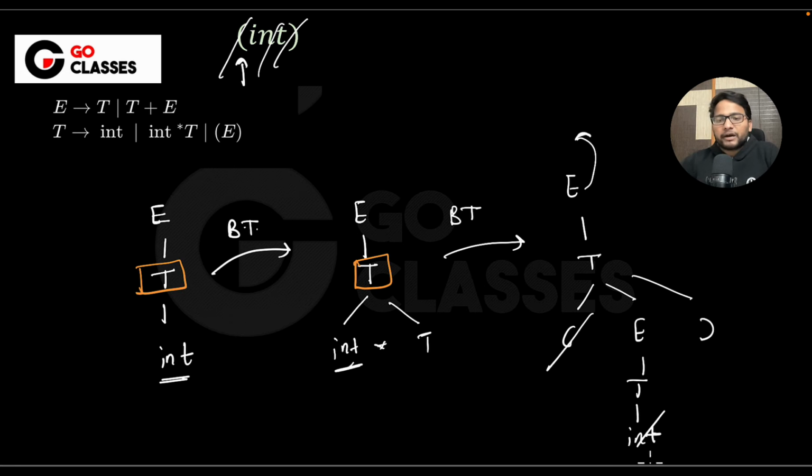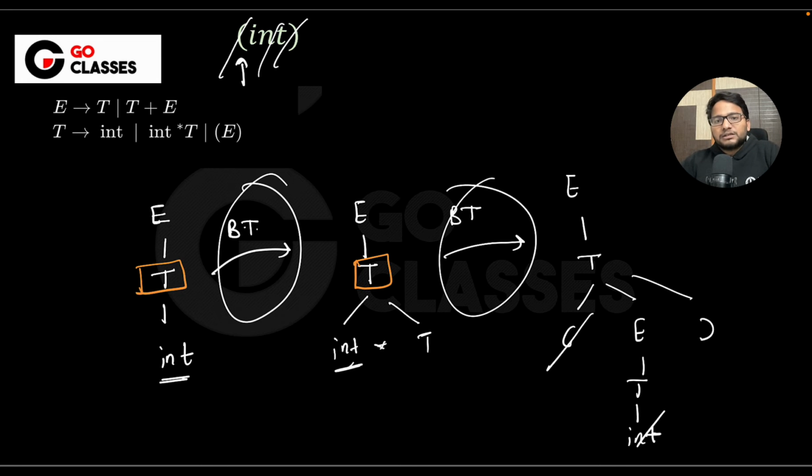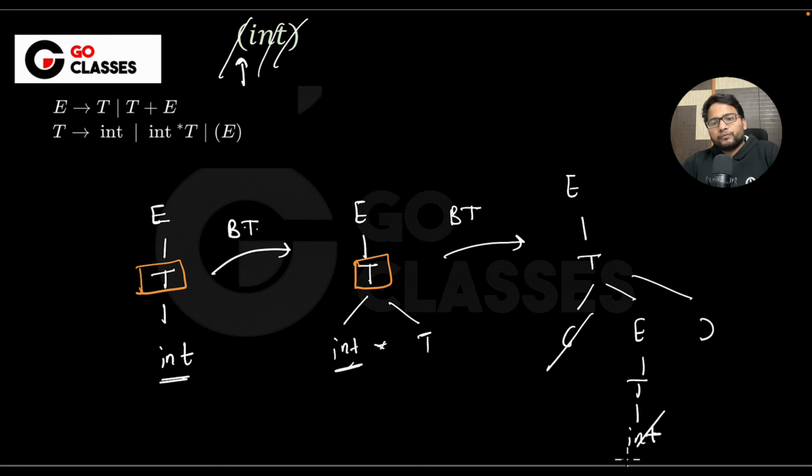So how many times are you backtracking? You're backtracking 2 times, one time here and one time here. So what is the answer? The answer of this particular question is 2.